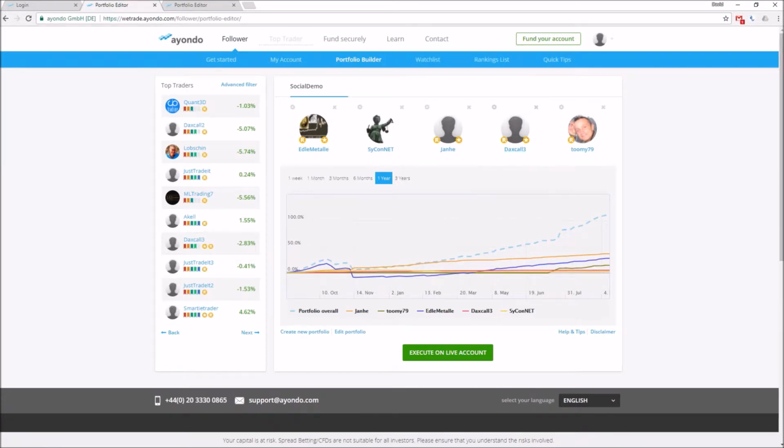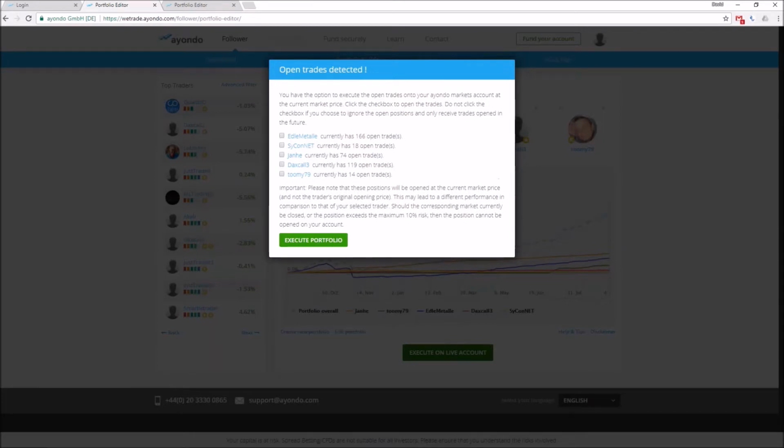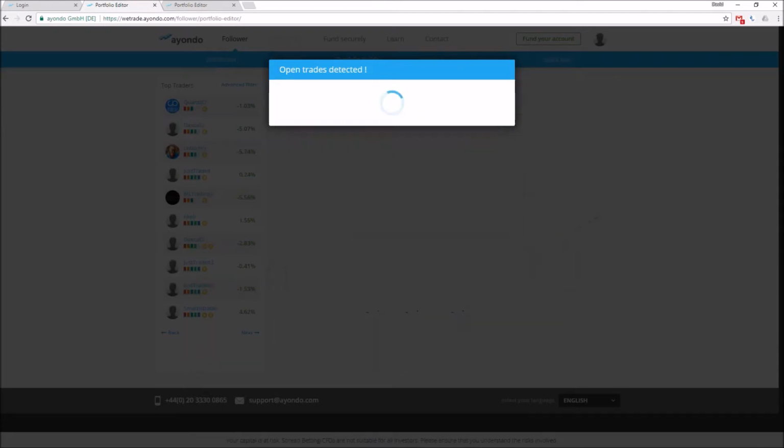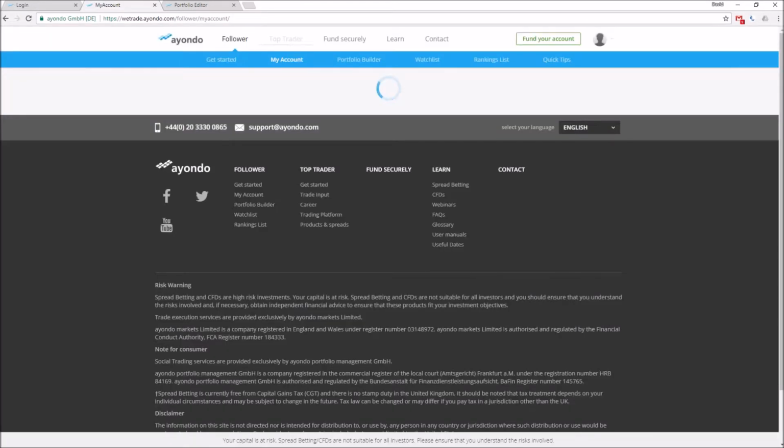Okay, so assuming I'm starting from scratch, execute on live account. That's it. So I'm starting now with my portfolio. I've got no open trades in my account. It goes through this check again. Well, this person currently has 166 trades. That one's got 18. Do you want to mimic their existing positions? No, I don't. I want to follow new trades. So that's it. Away we go.